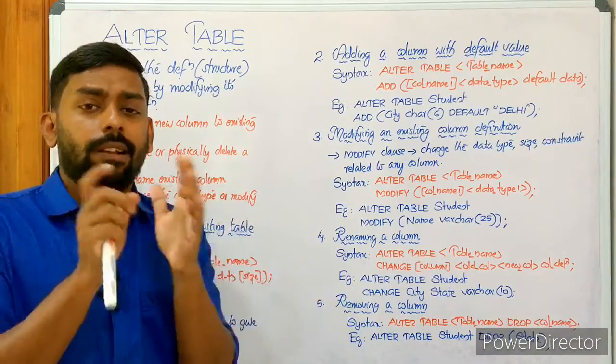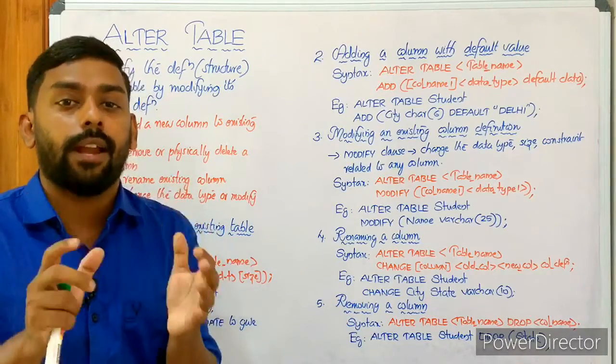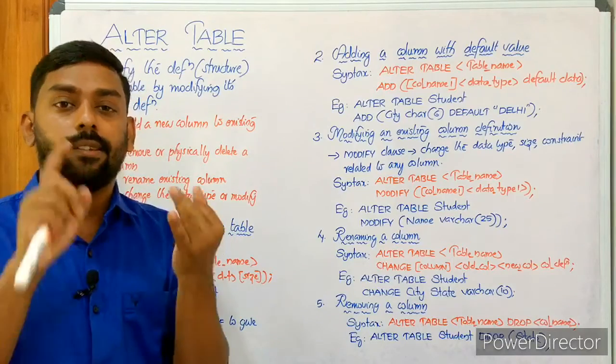You know what constraints are? Constraints are the means by which we can prevent invalid data entry. Primary key is a constraint, unique is a constraint, not null is a constraint.